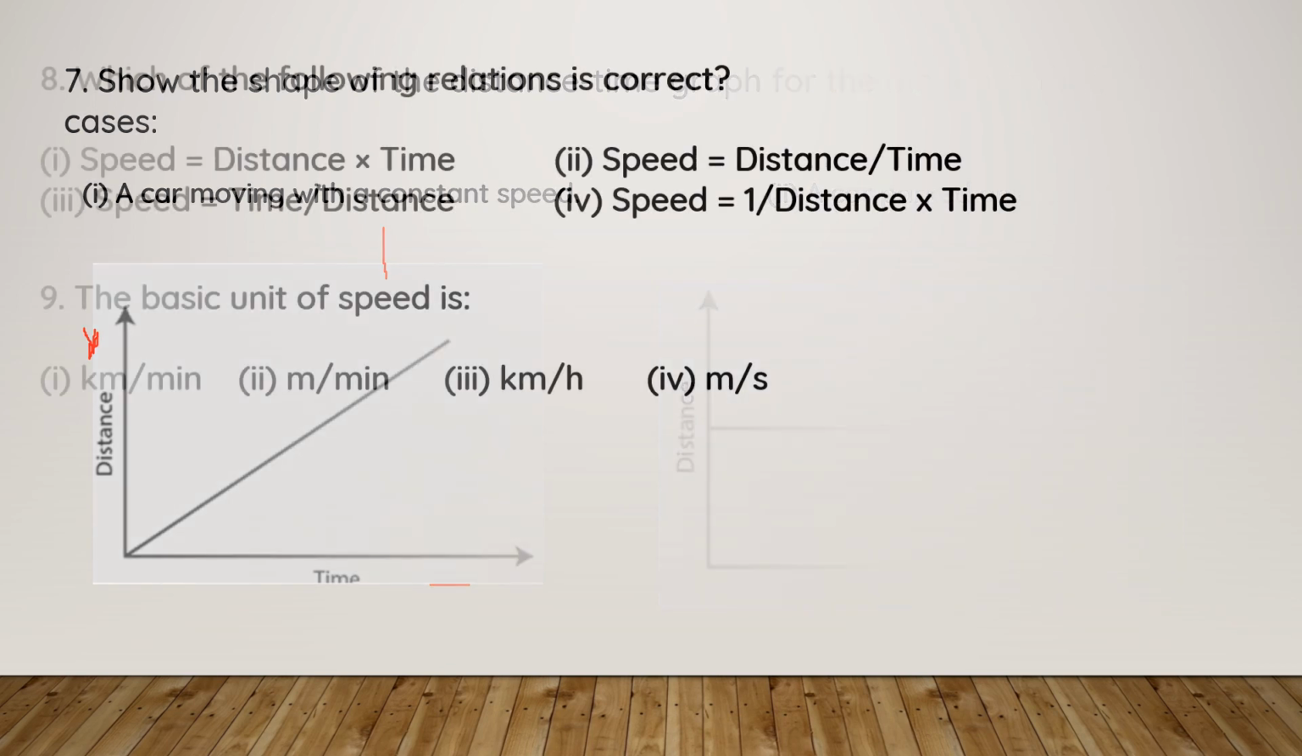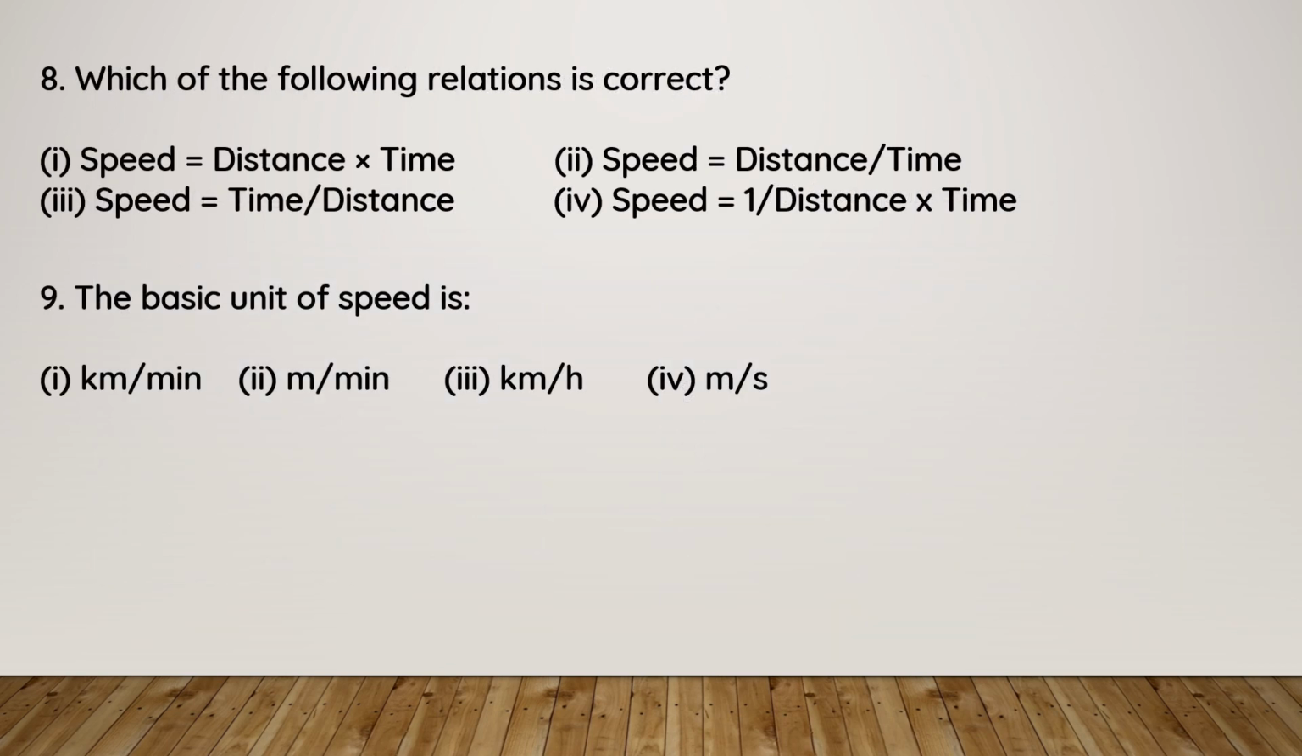Which of the following relations is correct? Eighth question. Speed equals distance into time, speed equals distance upon time, speed equals time by distance, speed equals 1 by distance into time. So we know which relation is correct: speed equals distance upon time. So you can mark this answer in your textbook.